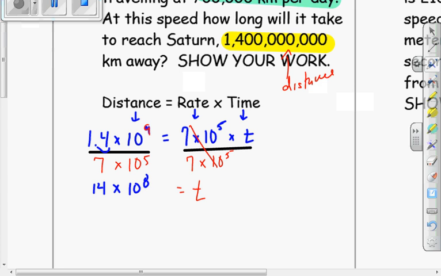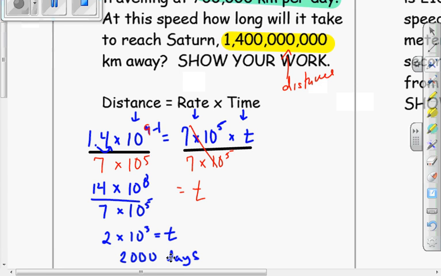If we move that decimal one place to the right, subtract 1 from the exponent, and look at the benefit we have now from that. Since we're not using a calculator, we have 14 divided by 7, which would give 2. And then we're going to keep our base and subtract our exponents. 8 minus 5 would give 3. So t is equal to 2 times 10 to the 3rd power, which would be 2,000. So it would take 2,000 days for the spacecraft to reach Saturn.